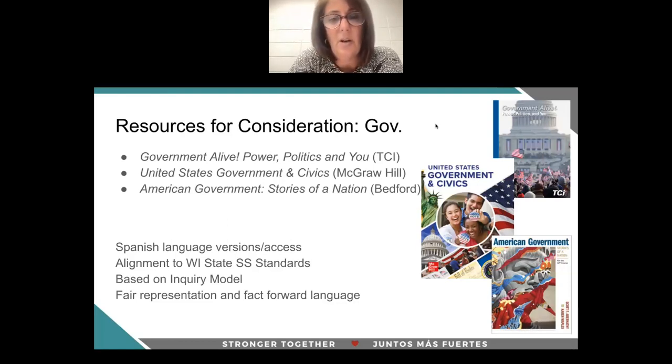Most of them had a Spanish language version or access to it. They were in alignment to Wisconsin state standards and based on an inquiry model. They found all of them to be fair representation and using fact-forward language. So I'm going to talk specifically about government, and then I'll go on to econ next. So these are the 3 resources teachers are hoping to pilot.